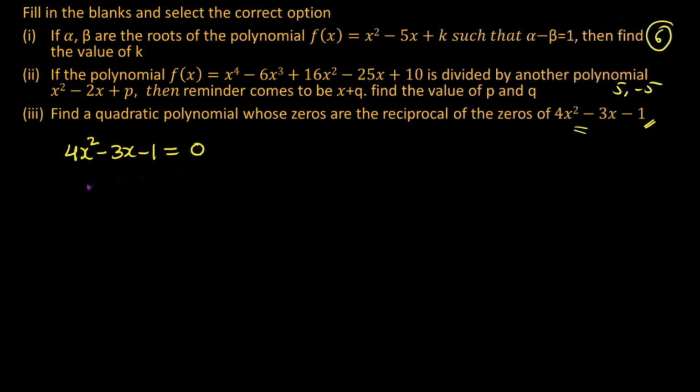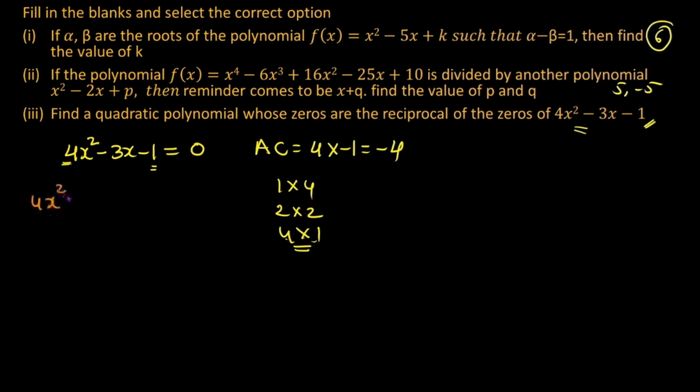How do you do the factorization method? This is the A term, this is the C term. We will multiply A into C, so 4 into minus 1, which is minus 4. The factors of minus 4 are 1 into 4, 2 into 2, then 4 into 1. If we check 4 into 1 here, we will get the minus 3x. Let's see how we get it.